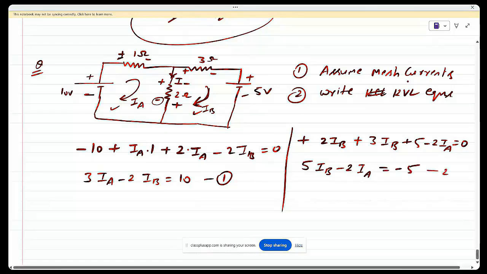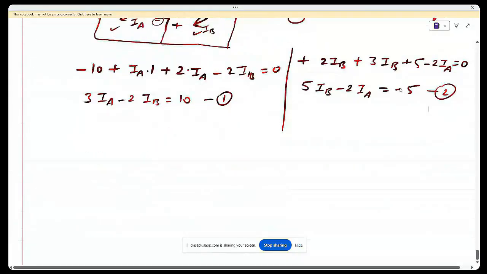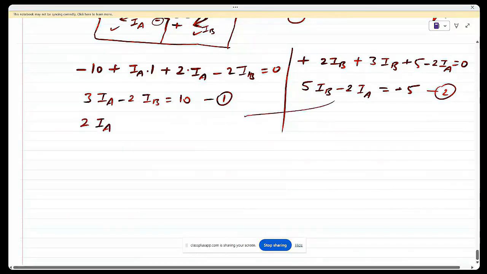So solve the value of IA and IB. You can write this equation here: 2 IA minus 5 IB is equal to 5. I have changed this sign, plus 2 minus, minus 2 plus, so the result will remain the same.